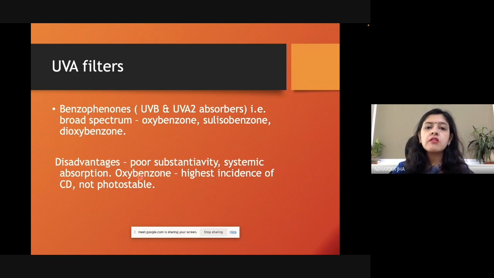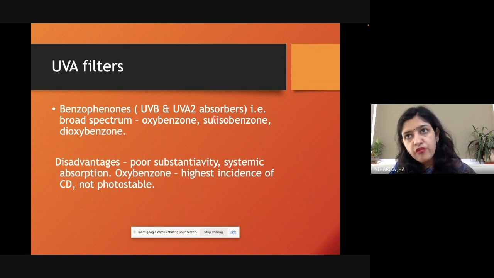Now benzophenones not only provide protection from UVA radiation, but also slightly from UVB radiation as well. So that is why, because it is covering both the ranges, UVB as well as UVA, that means it is a broad spectrum sunscreen. Those sunscreens which provide protection from both types of UV radiation, UVA and B, are broad spectrum sunscreens. So benzophenones are one of the components for the same. They include oxybenzone, sulisobenzone, and dioxybenzone.